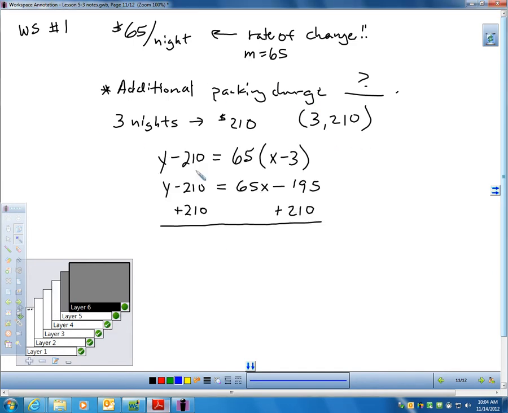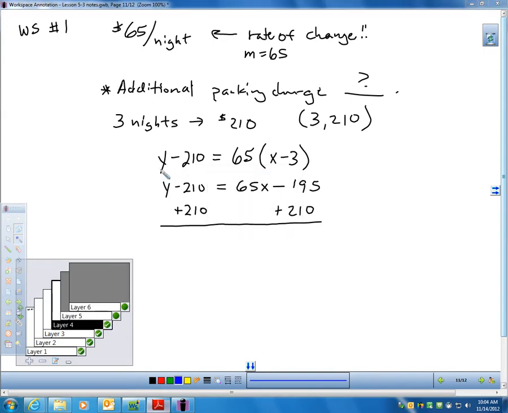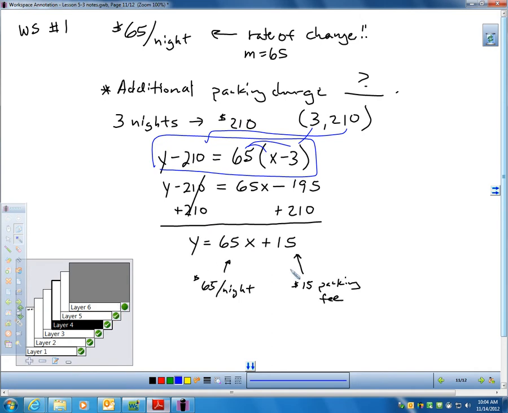So first of all, I can write a point-slope equation, and I just did. And I'll just circle it here. Can you see my point getting plugged in? And my slope 65 right here. Well, let me quickly solve this for y. So I distributed, you can see that here, added 210. There's my equation.